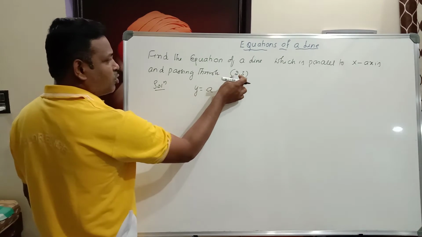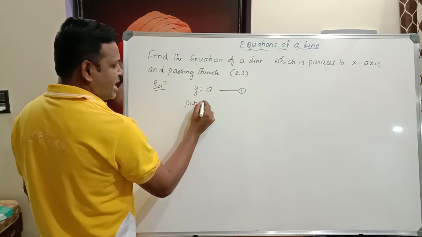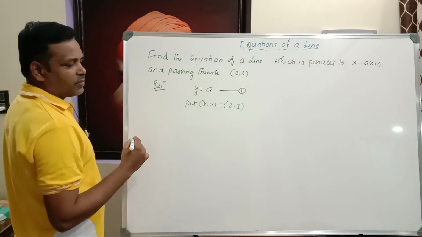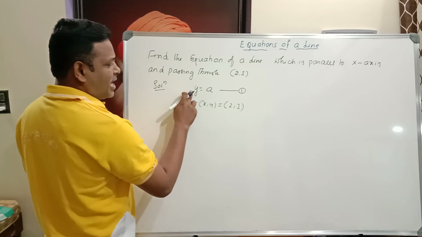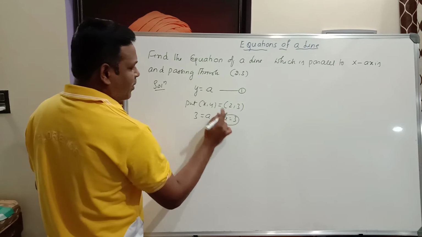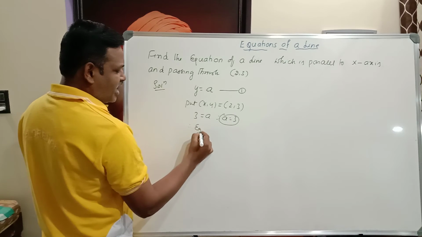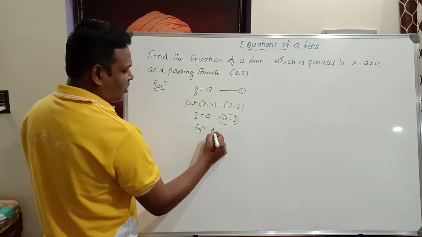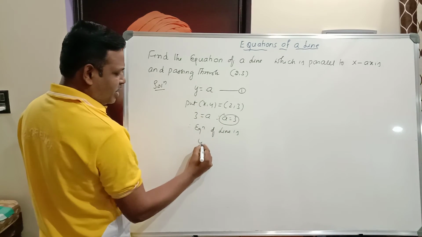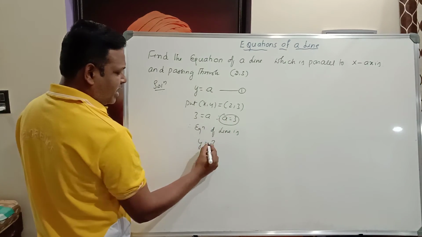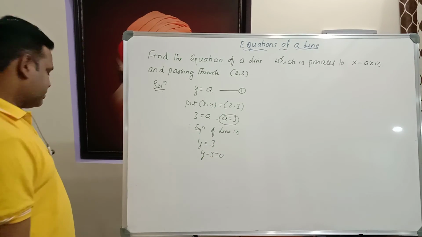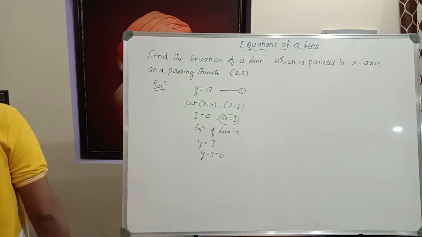But this line passes through the point 2 comma 3, so put x comma y is equal to 2 comma 3. Then y is equal to 3, so 3 is equal to a. Therefore, a is equal to 3. Therefore the equation of the line is y is equal to a, where a is 3, then y minus 3 is equal to 0. Got my point? So look at the next question.